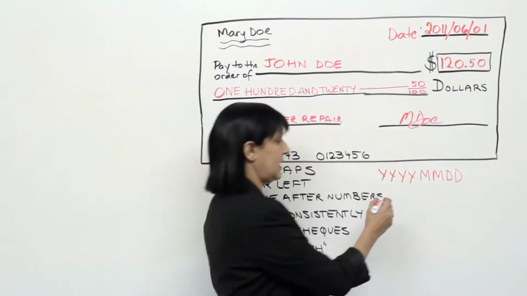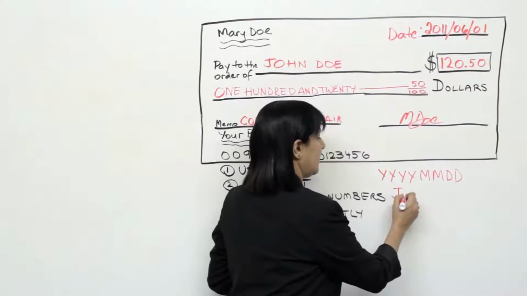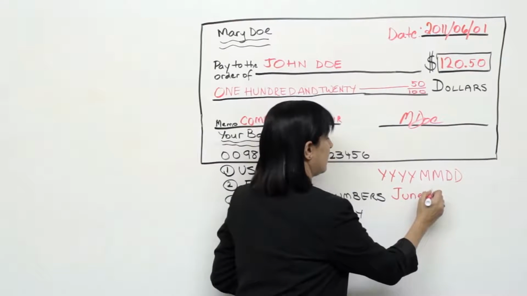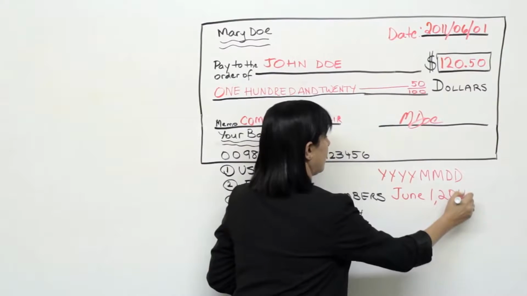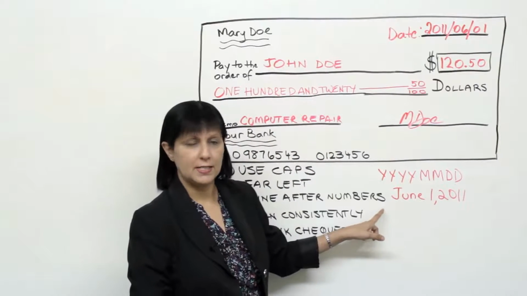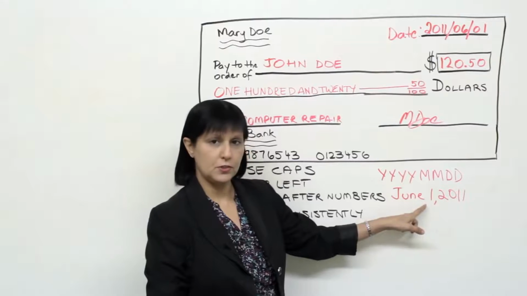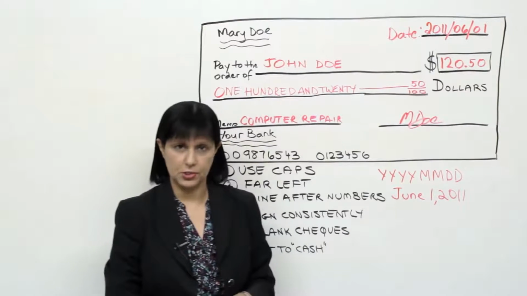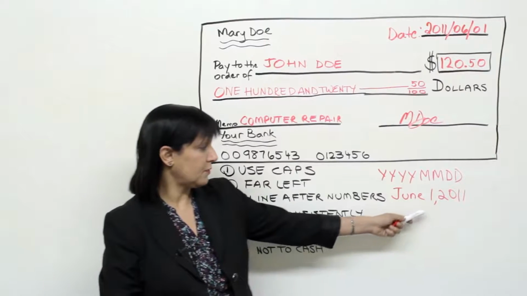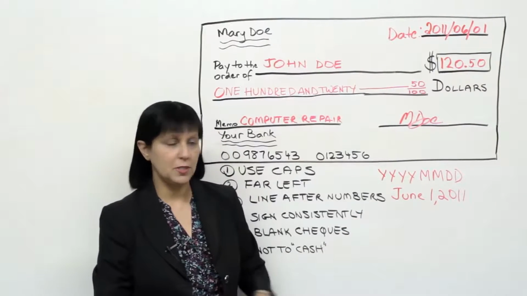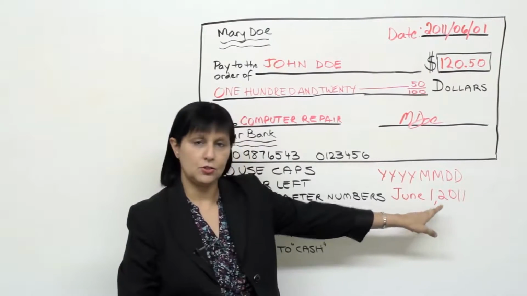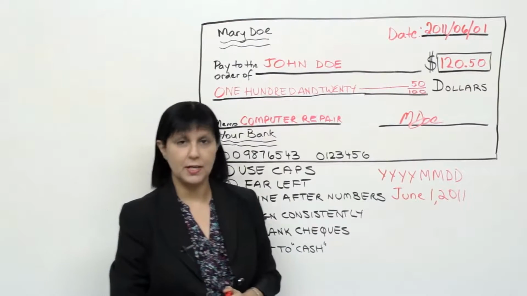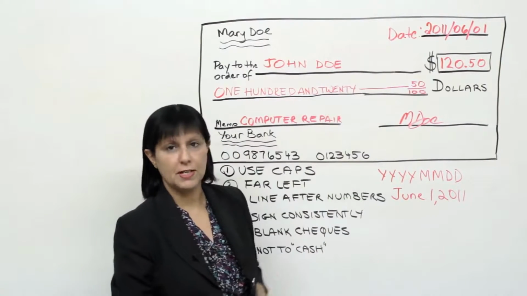If it's not the case, then you could write like this, June 1st, 2011. And if you write June 1st, 2011, don't forget to put a comma in between to separate these 2 pieces of information. Okay? All right, so we finished writing the date.